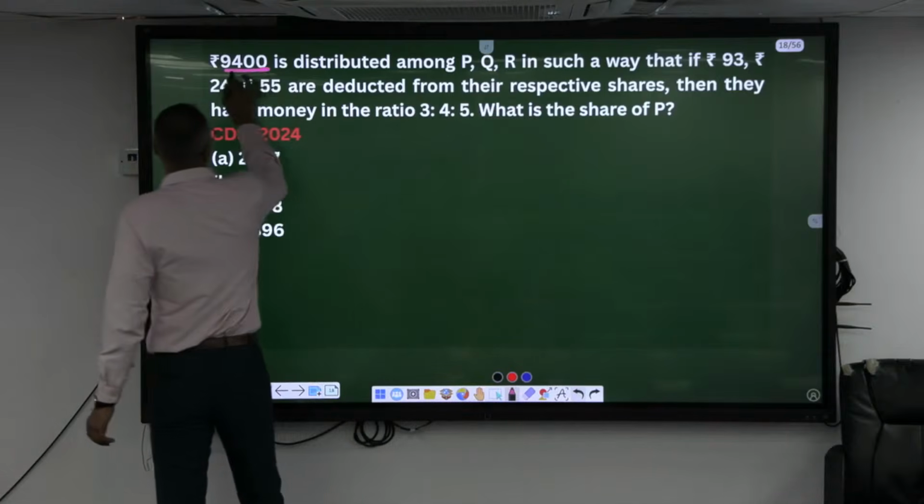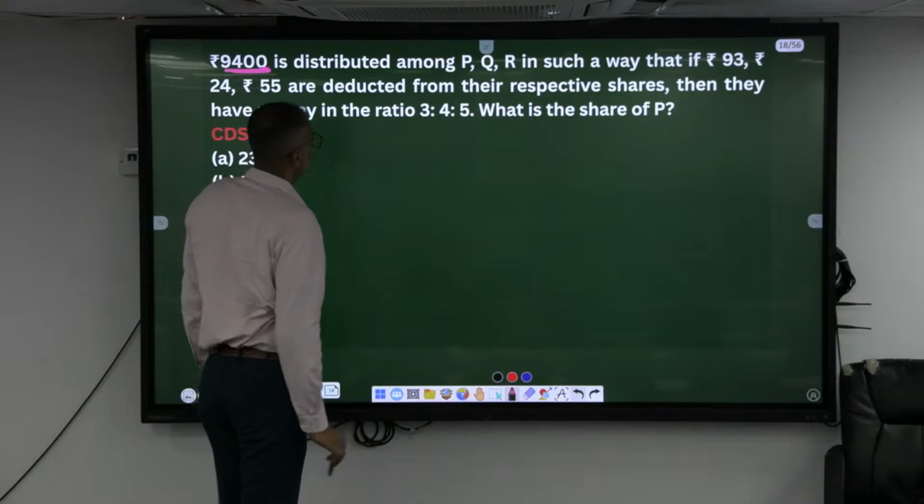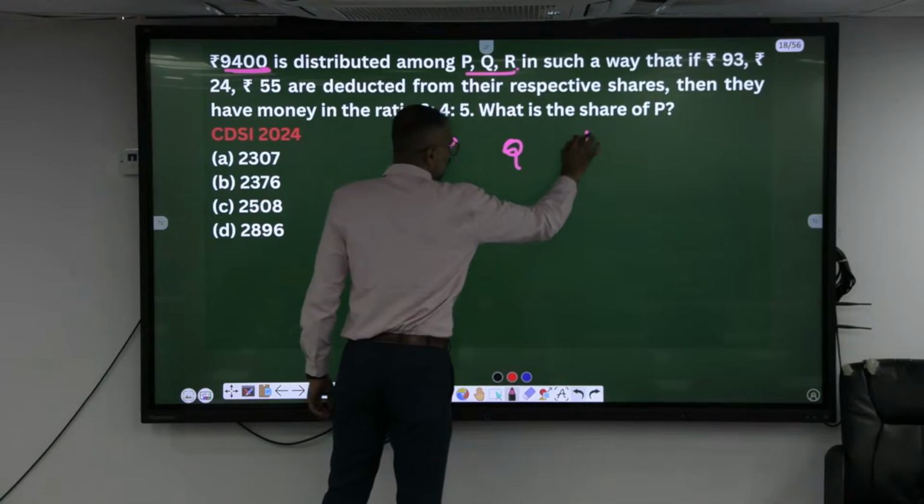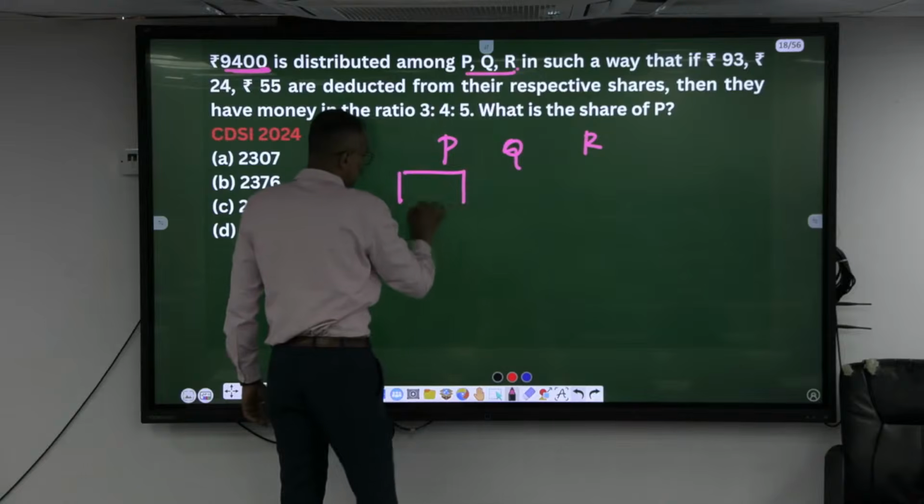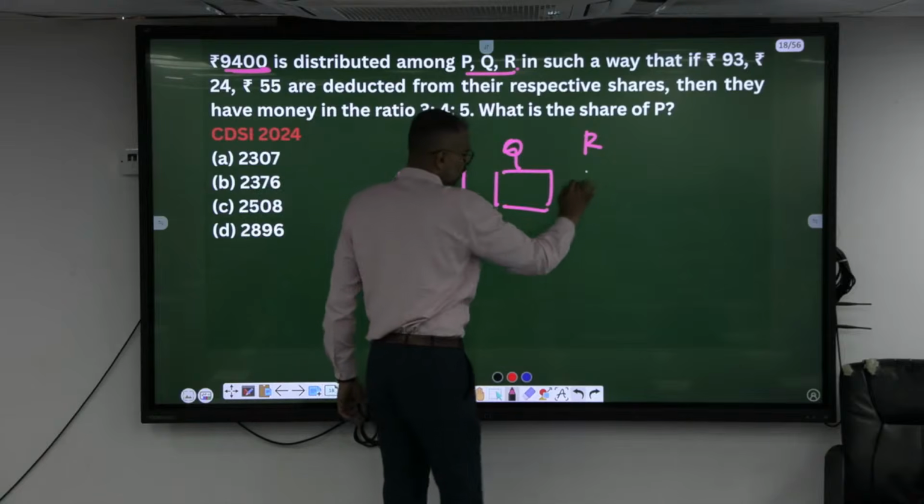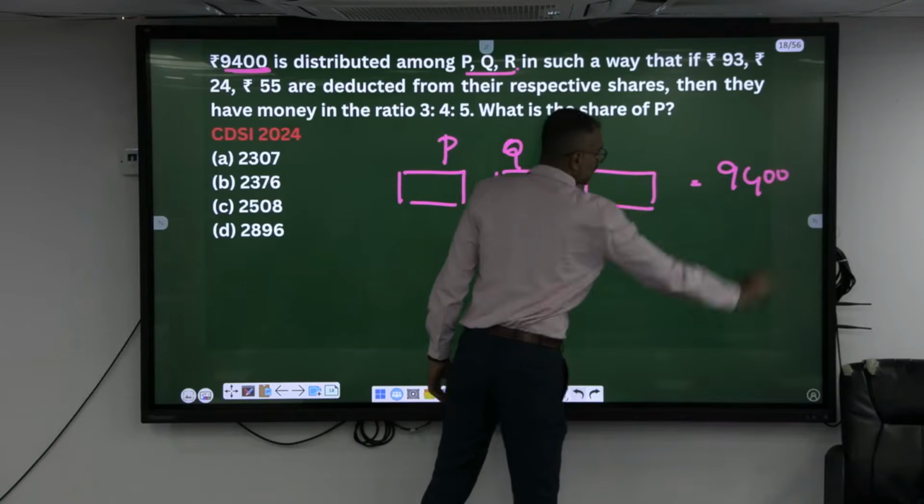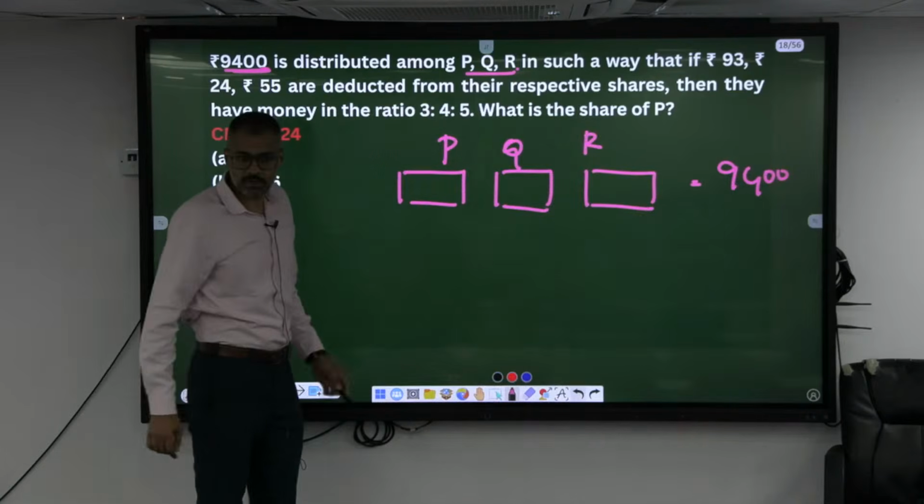What is the total sum? 9,400 distributed among P, Q, R. See, P, Q, R are getting certain money here. What is the sum of this money? If I add all this money, it has to be 9,400 rupees.